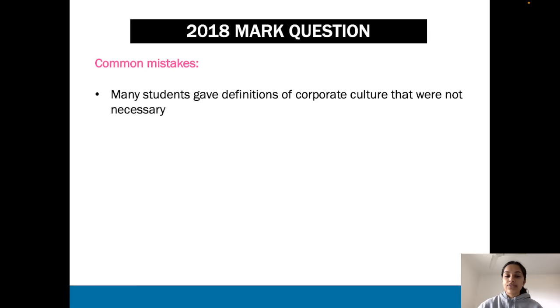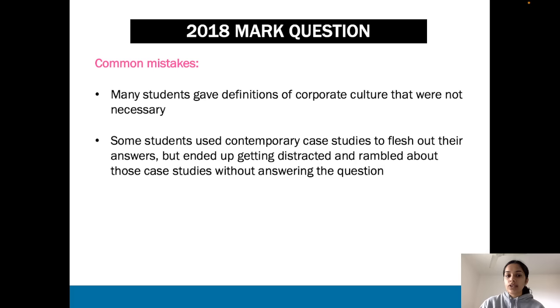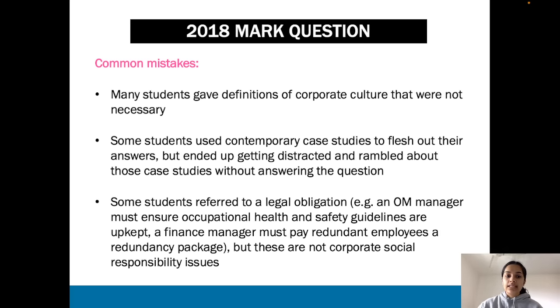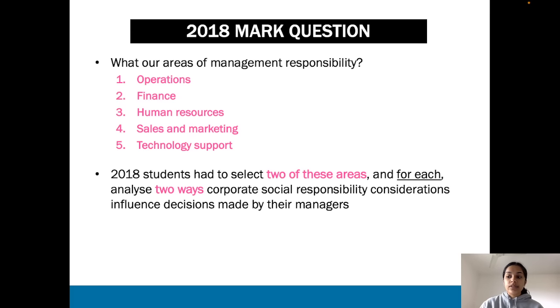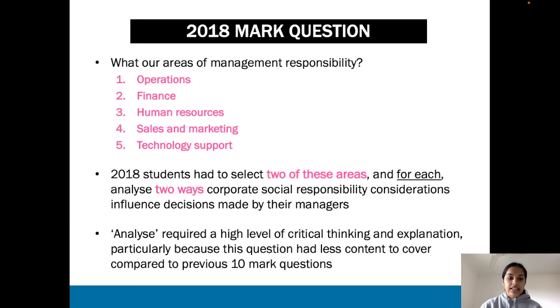Some common mistakes for this question were that a lot of students just gave definitions of corporate culture that were not necessary. Some students used contemporary case studies to flesh out their answers, but got distracted and focused too much on the case study rather than answering the question itself. Also, some students referred to a legal obligation rather than CSR, because CSR issues are all about going above and beyond, remember? Not what is legally required. Looking at the different areas of management responsibility, there are these five aspects. Students had to select two of these areas, and for each analyze the corporate social responsibility considerations that influence the decisions made by the managers.